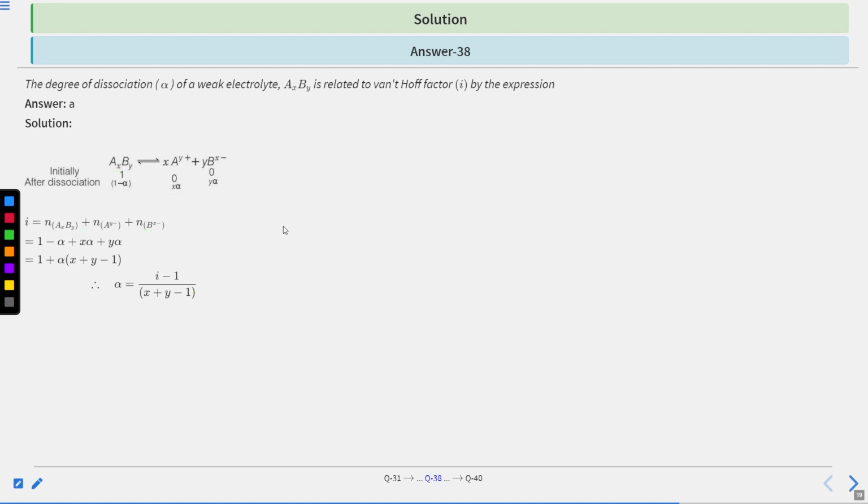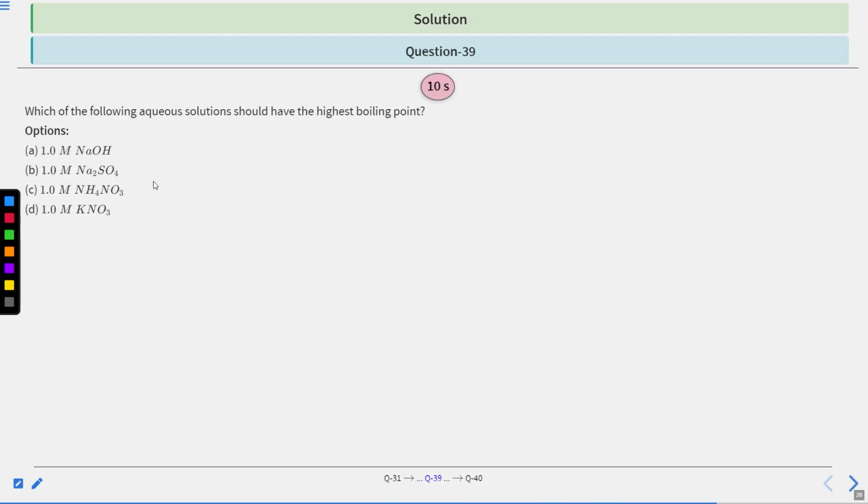Okay, let's move on to question number 39. Which of the following aqueous solutions should have the highest boiling point? Options are 1 molar NaOH, 1 molar Na2SO4, 1 molar NH4NO3, or 1 molar KNO3. You have 10 seconds to solve this question. After that, we will see the answer.